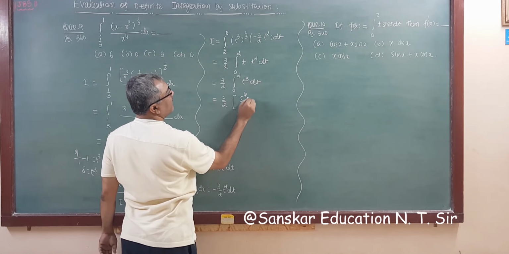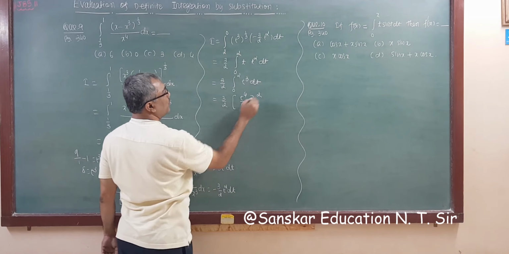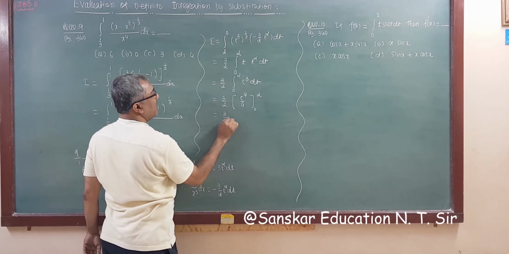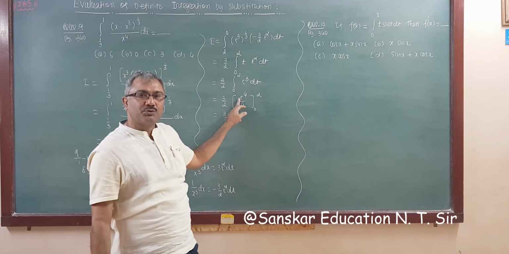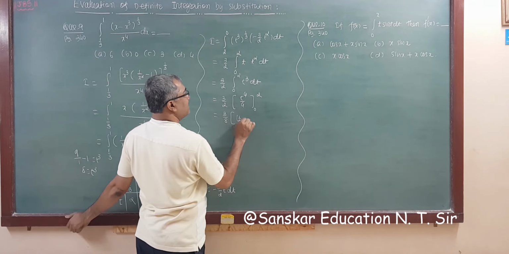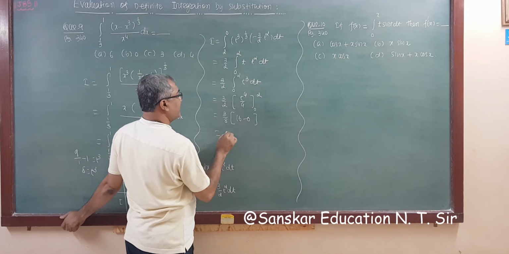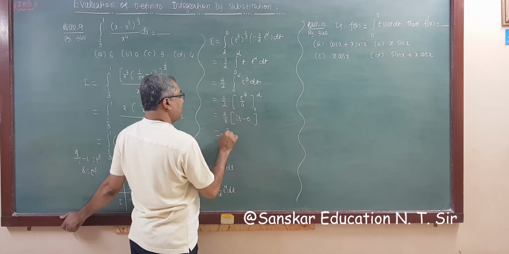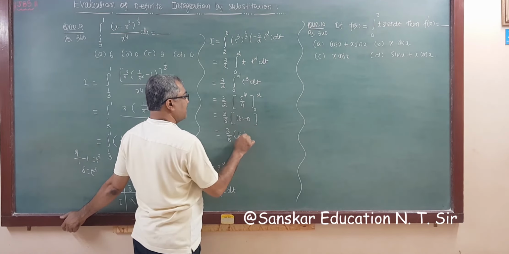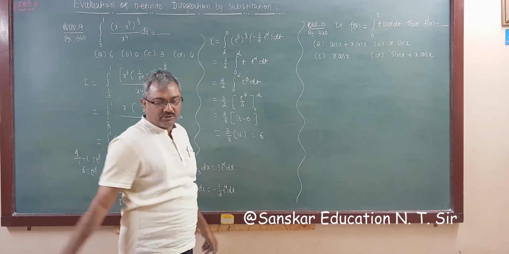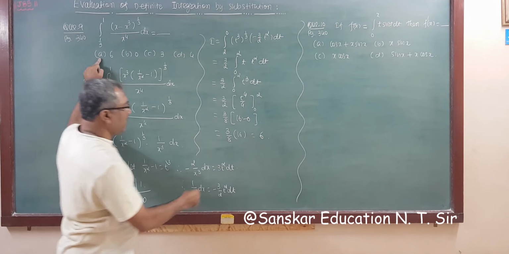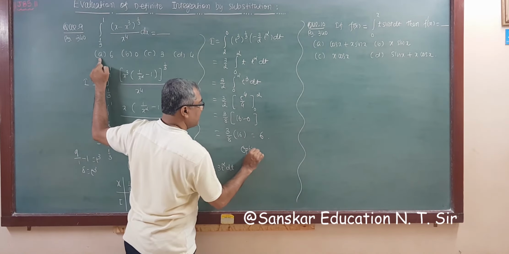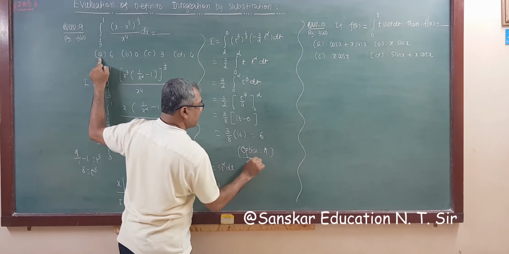4 by 4, 0 to 2, right? So this is 3 by 8. Now substituting t is equal to the upper limit: 2 raised to 4 is 16 minus 0. So the answer will be 3 by 8 into 16, so the answer will be 6. Got it? So the correct answer is 6. That is option number A, your correct answer.